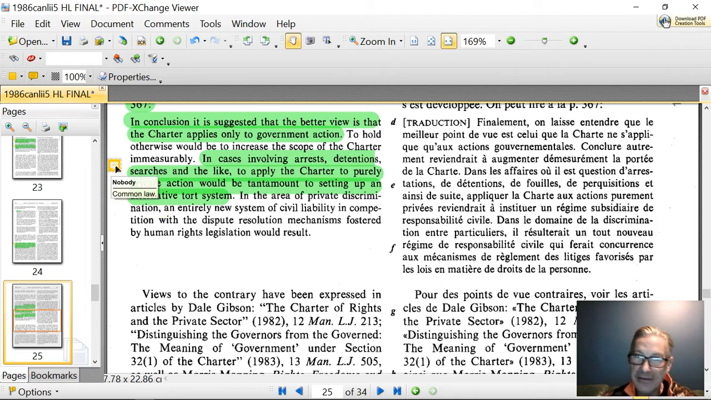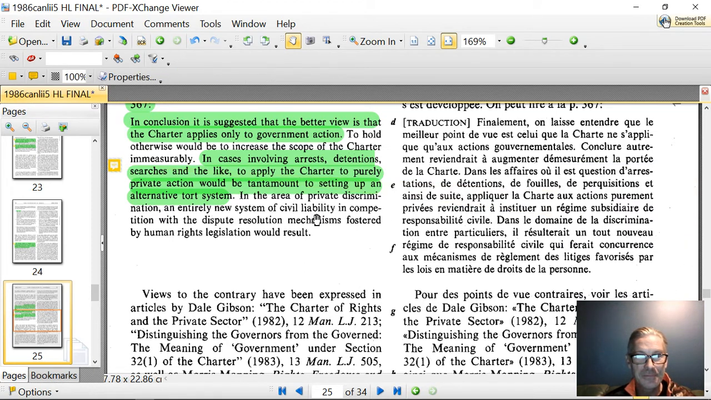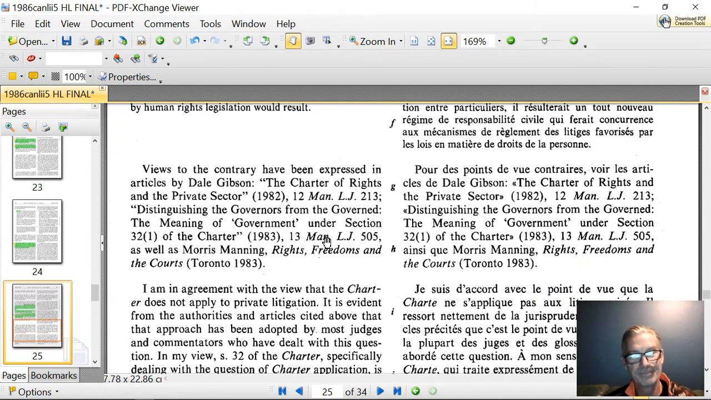That sounds like reverting to common law, doesn't it? So if harm was proven in cases involving arrests, detentions, searches, and all the like, between private actions between men and women, common law. But they're saying we would have to set up a completely alternative tort system.